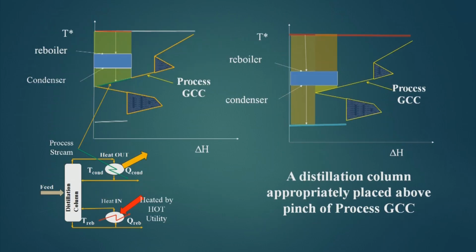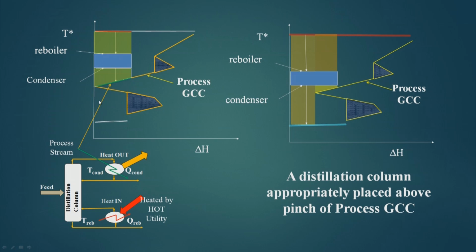Similarly, we see now a second case. Now, let us see exactly what is happening here. This is the process GCC. I have integrated this above the pinch. From this part, the hot utility heat is coming through the reboiler to this distillation column, and the condenser is rejecting heat to the streams which are available from this part to this part.